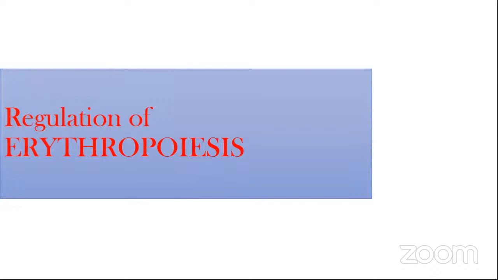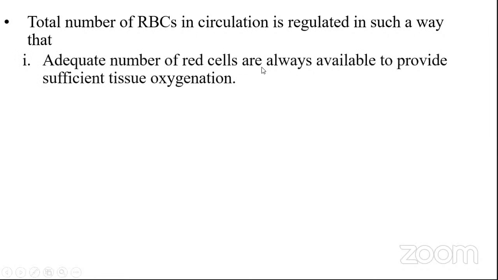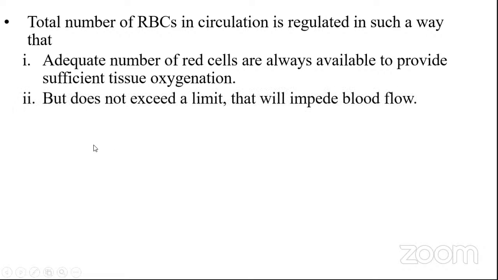Next, coming to the regulation of erythropoiesis. The total number of RBCs in circulation is regulated in such a way that there is an adequate number of red blood cells always available to provide sufficient tissue oxygenation, but does not exceed the limit. Suppose if it exceeds the limit, what happens? It will impede the blood flow by increasing the viscosity of the blood. So that is how it is regulated.